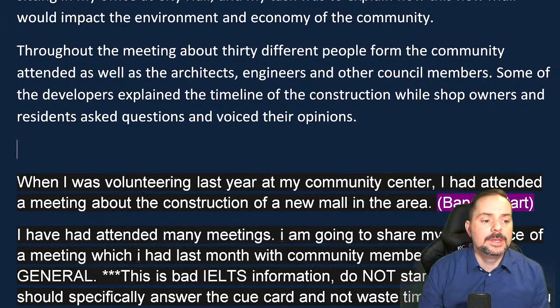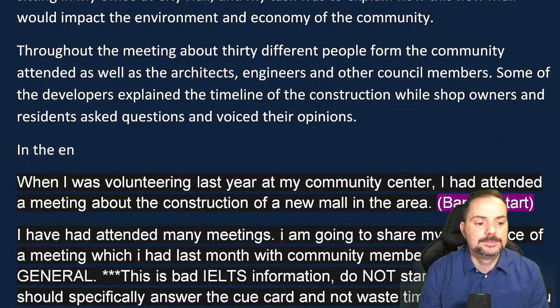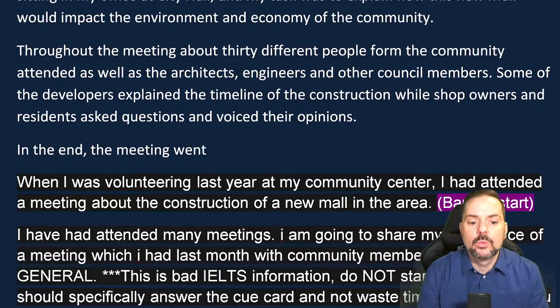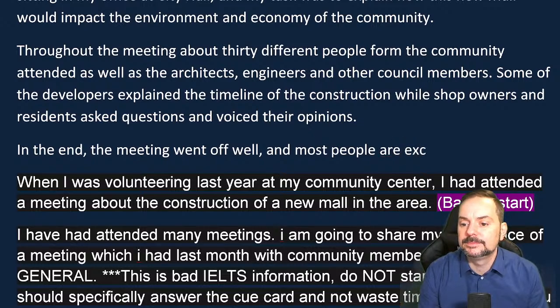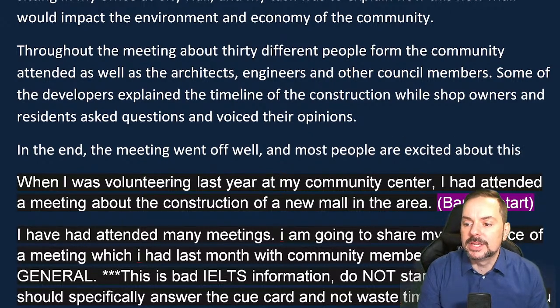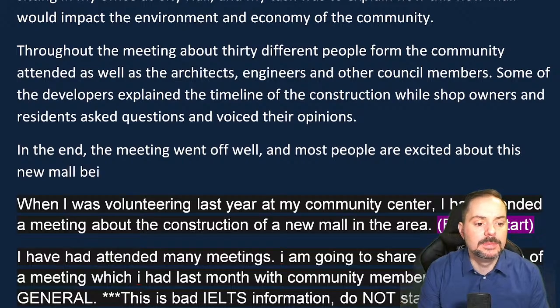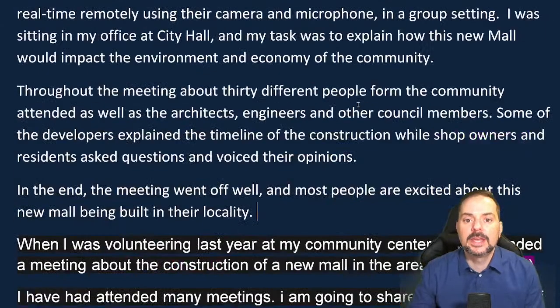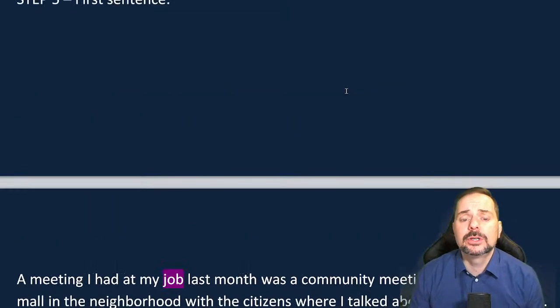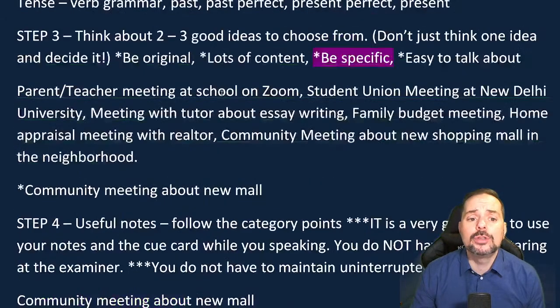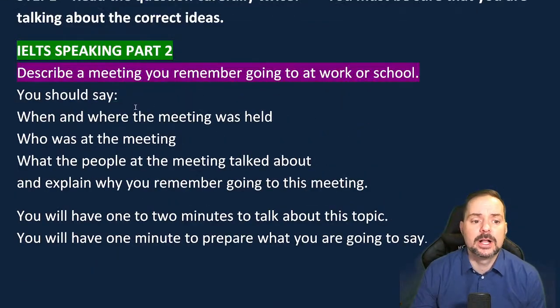All right. In the end, the meeting went off well, and most people are excited about this new mall being built in their locality. Okay, now at this point, I want to look at the card and make sure that I'm answering all the questions on the card as well. So like I said, use the card, look at the card.